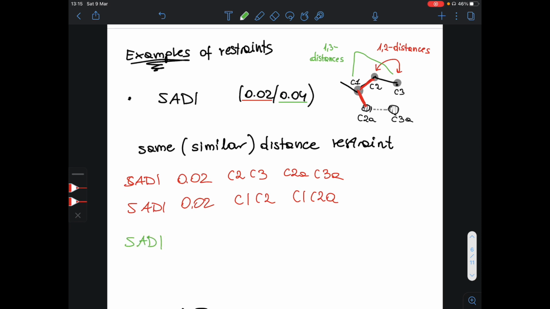Now it's time for 1-3 distances. For 1-3 distances, the default uncertainty is 2 times larger, it's 0.04 by default. So again, you can either write SADI 0.04 or just skip the 0.04 part. So which 1-3 distances can we make similar here during the disorder refinement? For example, C1, C3, make it similar to C1, C3A, right? C1, C3, C1, C3A. Yeah.